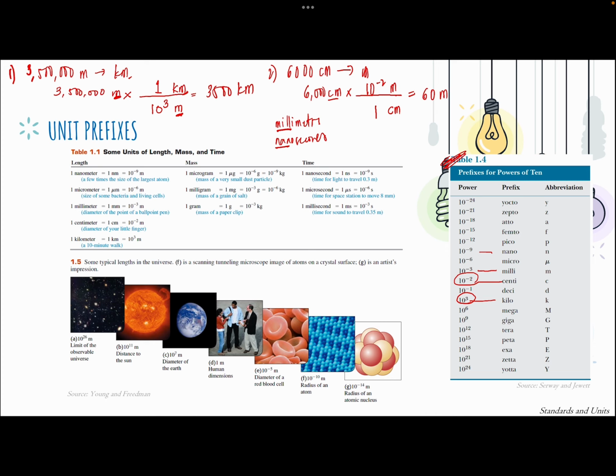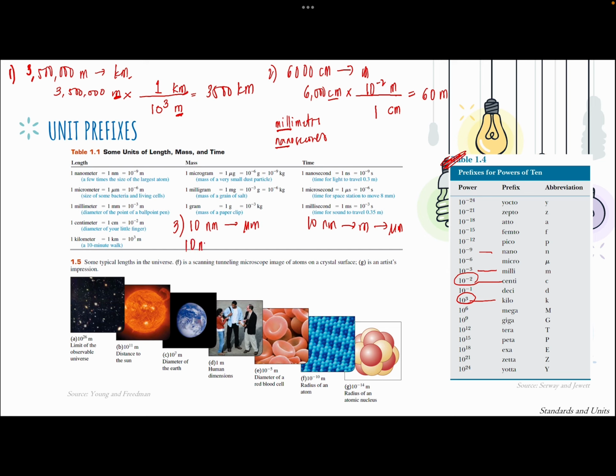Another example. Saan ba ako masusulat? Dito. Paano naman pag 10 nanometer to micrometer? Kung hindi mo alam na there are 1,000 nanometer in 1 micrometer, then pwede mong i-convert muna yung 10 nanometer to meters, saka mo siya i-convert to micrometers. So, pag ganun, ganito yung gagawin mo.